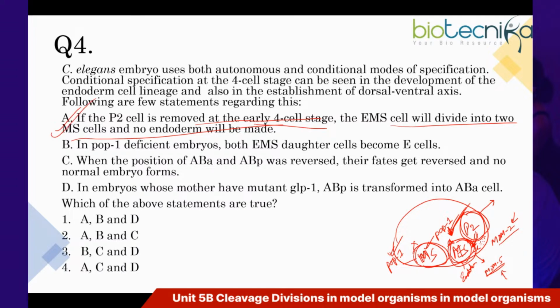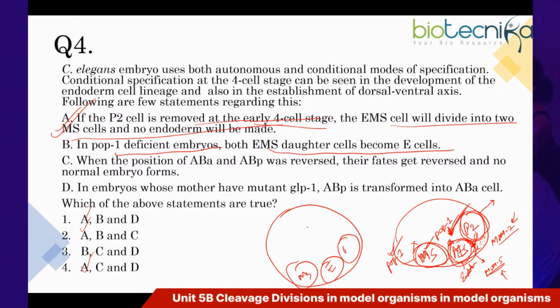Okay. So anything can be correct. So A is right means any of these can be correct. So we have to see the other ones also. Okay. What is the next one saying? In POP-1 deficient embryos, both EMS daughter cells will become E cell. Now, if POP-1 is not there at all, okay. So I told you that you have this MS and E cell.